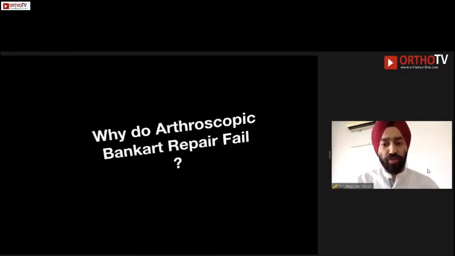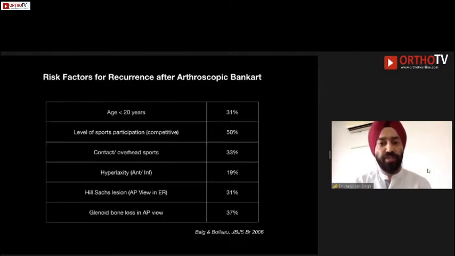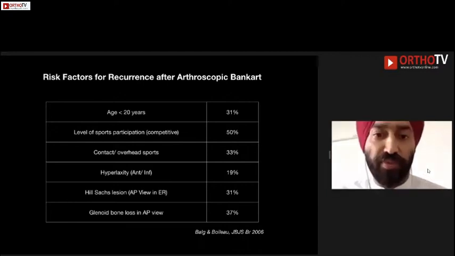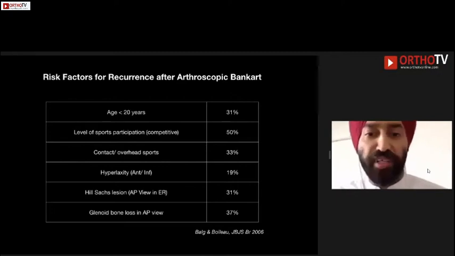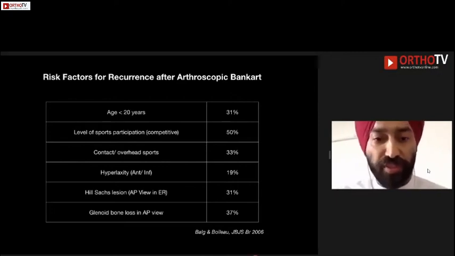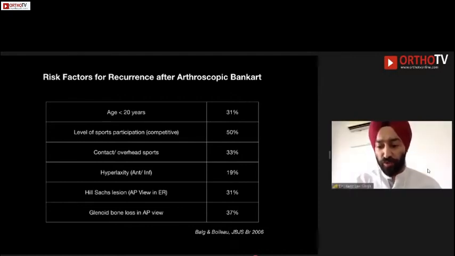So why does arthroscopic Bankart repair fail? Pascal Boileau, in his study in 2006, identified these risk factors of failure. He found that if the age of the patient is less than 20 years at the index surgery, the risk of failure was 31% after Bankart repair. If the level of sports participation is competitive, the risk of failure is 50%, and 33% in contact and overhead sports, and 19% in hyperlax patients. And if you can see a Hill Sachs lesion and glenoid bone loss on the AP view on X-ray, the risk of failure of arthroscopic Bankart ranges from 30 to 40%.